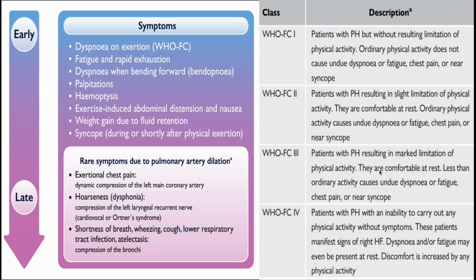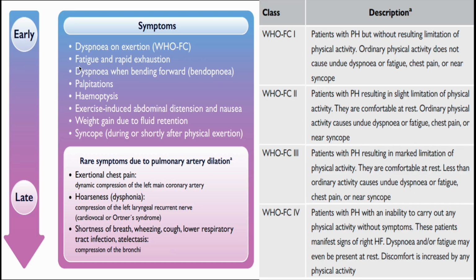Next is class 3, where it results in marked limitation. They are still comfortable at rest, but even less than ordinary activity is causing problems. So this becomes a major issue. Finally, you have class 4, where you are unable to undertake any activity without developing symptoms, and the patient can develop features even at rest. So this is how you describe the dyspnea on exertion, the WHO functional class for pulmonary hypertension.